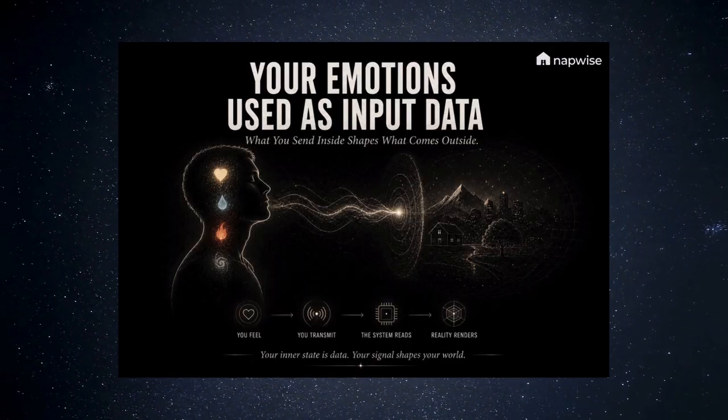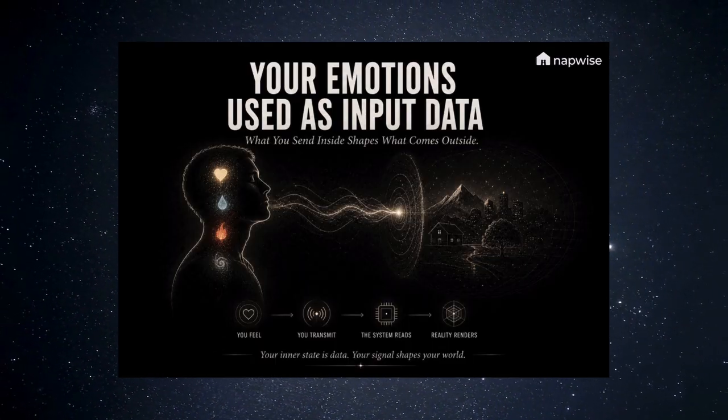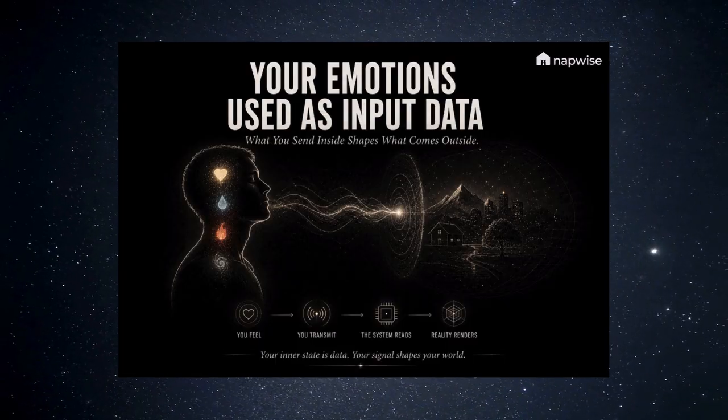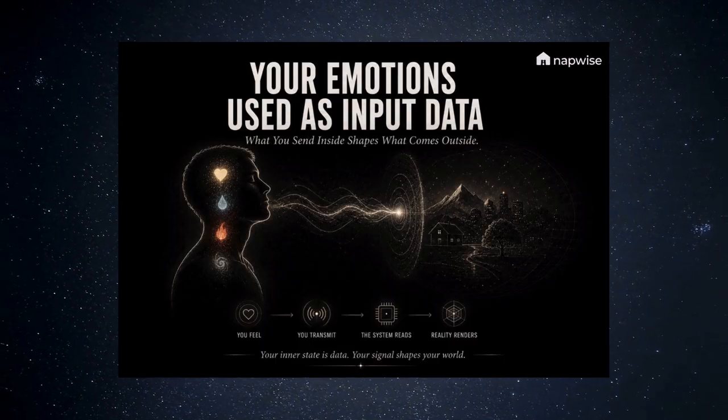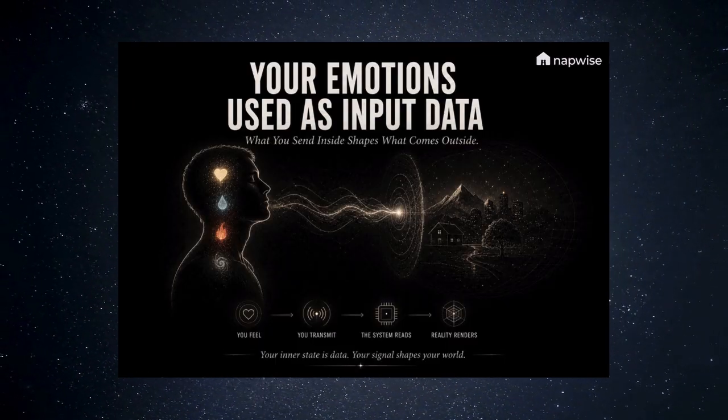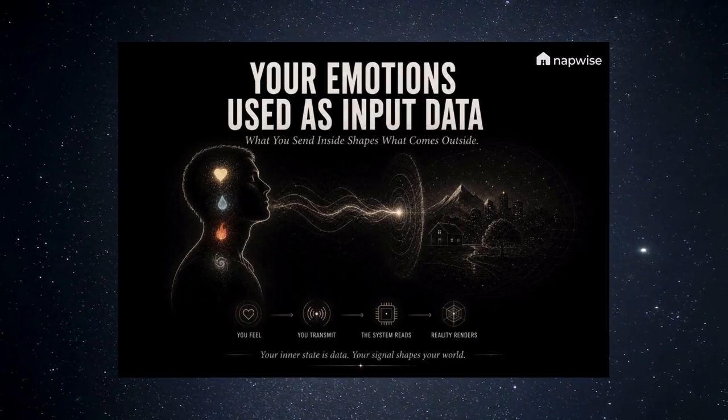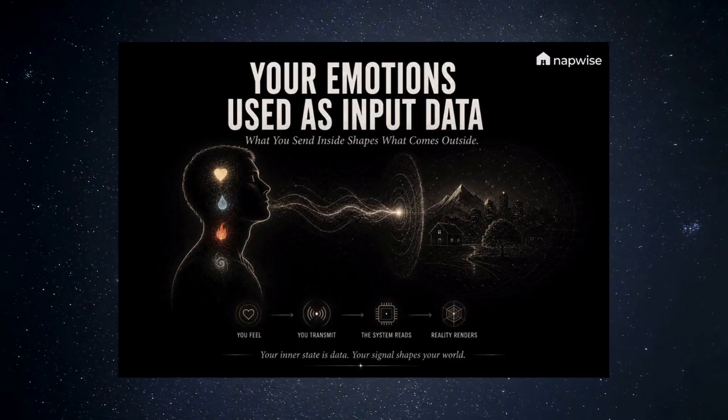Your consciousness, under this theory, is a high-sensitivity transmitter as well as a receiver. When you generate a genuine frequency of peace or gratitude or wonder, that signal doesn't remain contained within the boundary of your body.